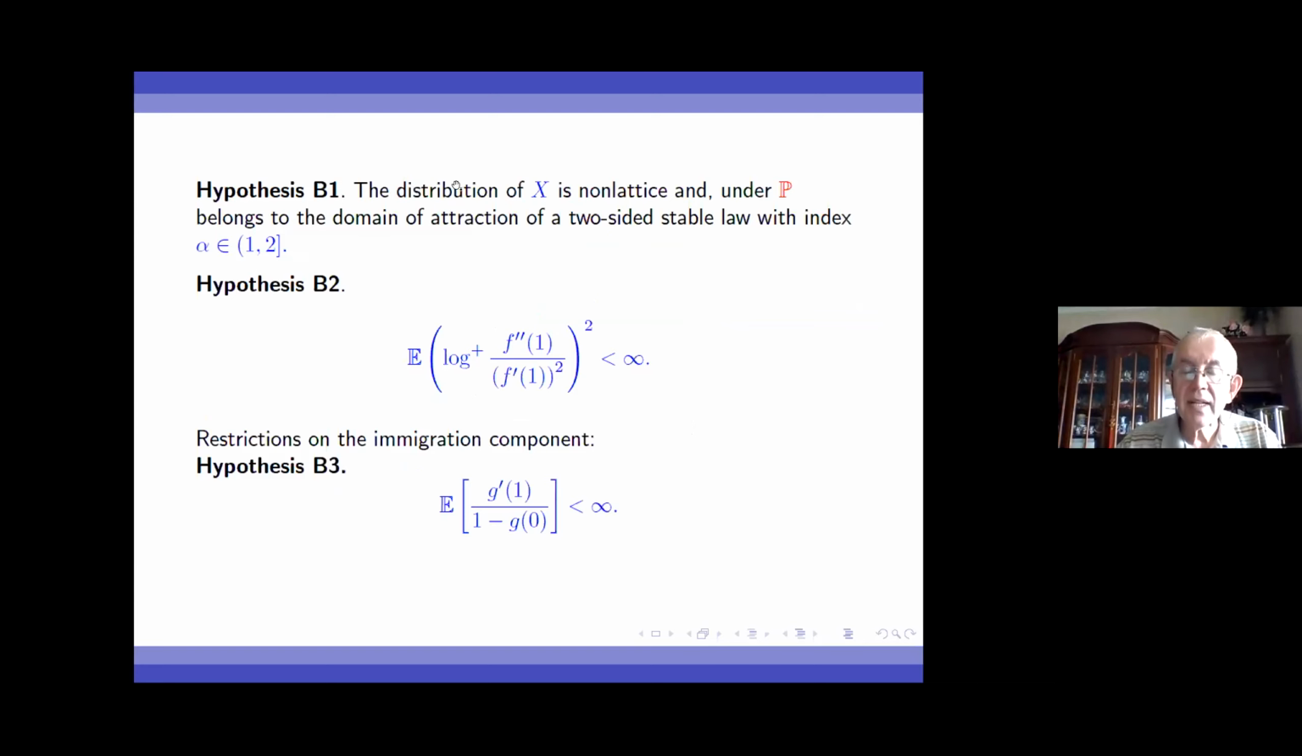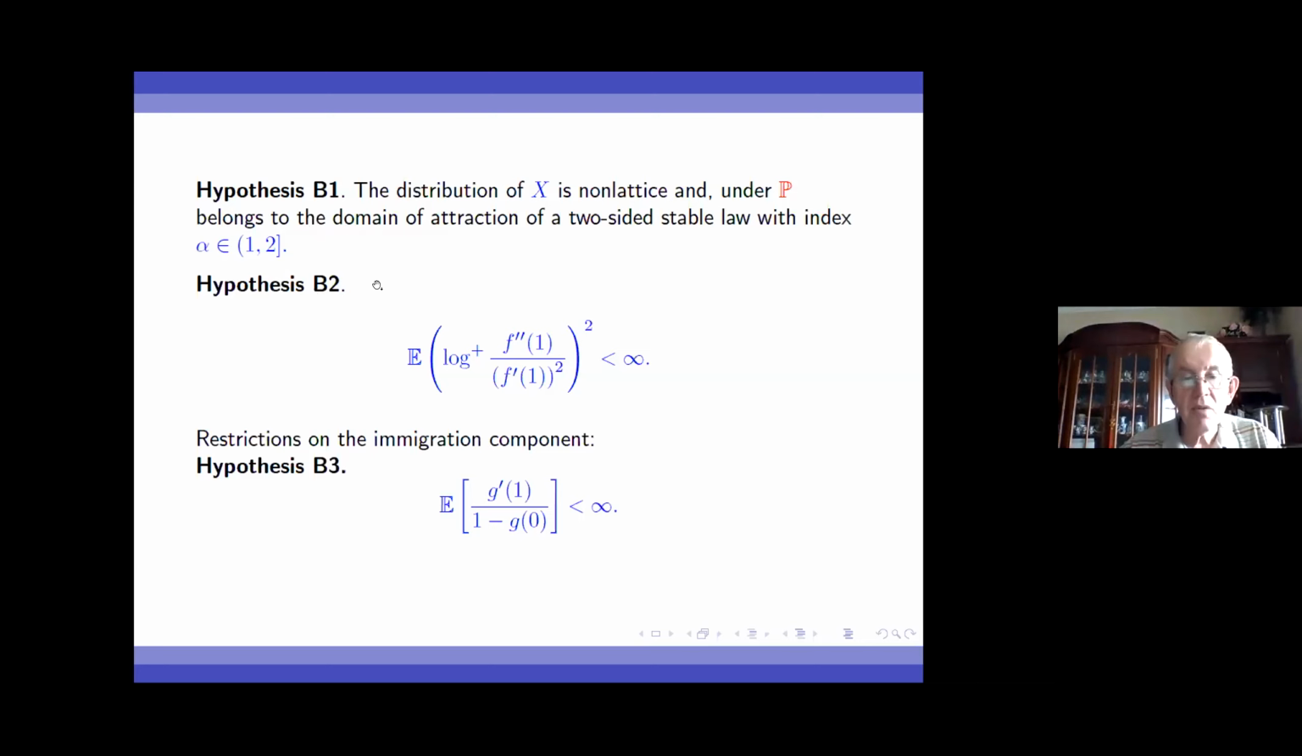The point is that now we assume that the distribution of x is non-lattice and under the new measure belongs to the domain of attraction of a two-sided stable law of index alpha. And this just allows us to attract results about random walks, for instance, a standard random walk with tails which belongs to the domain of attraction of a two-sided stable law.